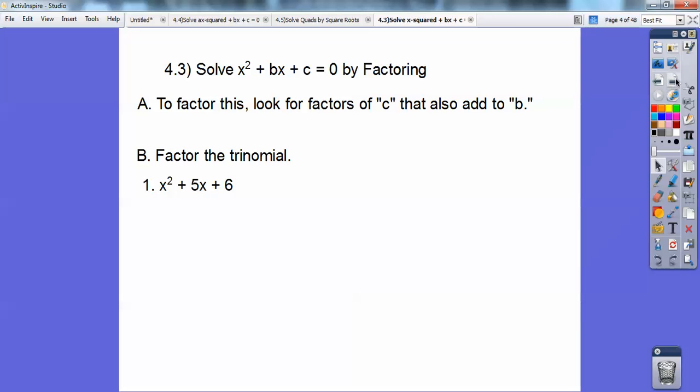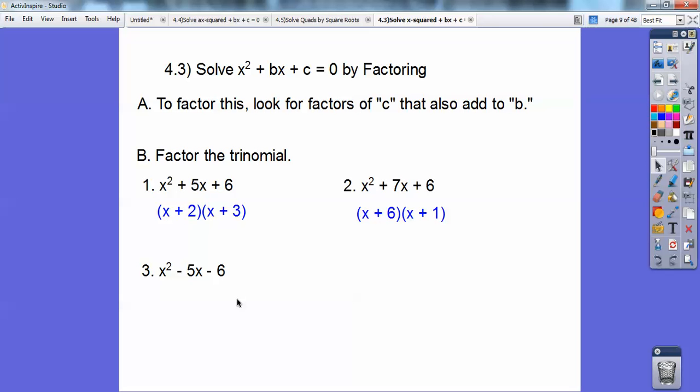Hopefully you can recognize 2 times 3, so it becomes x plus 2, x plus 3. Notice they're both positive because factors of positive 6 are either a negative times a negative or a positive times a positive, and they have to add to this positive number, so it's a positive 2 times a positive 3. Here, factors of 6 that add to 7: 6 times 1, so x plus 6, x plus 1.